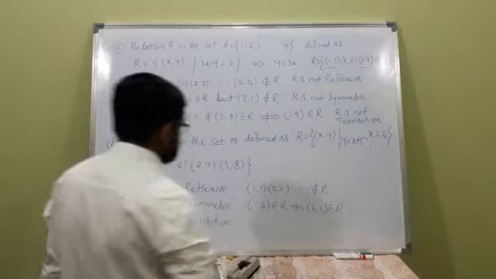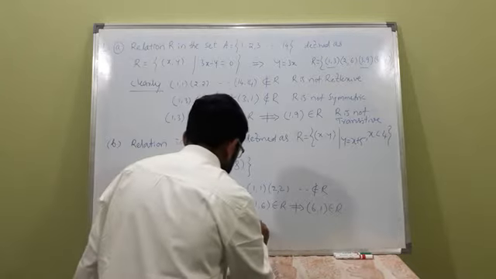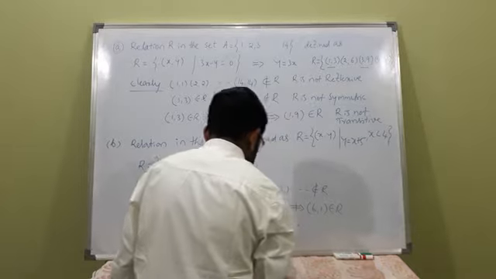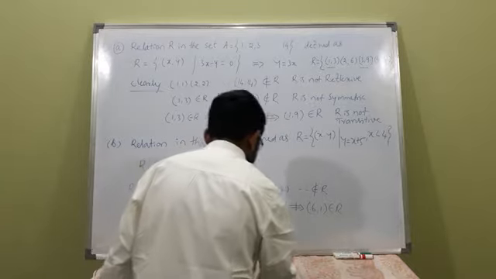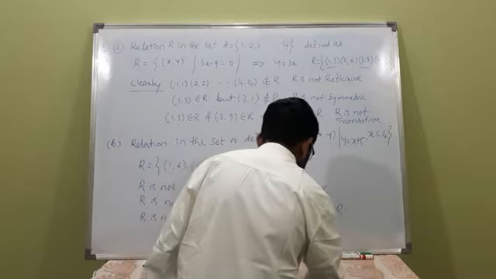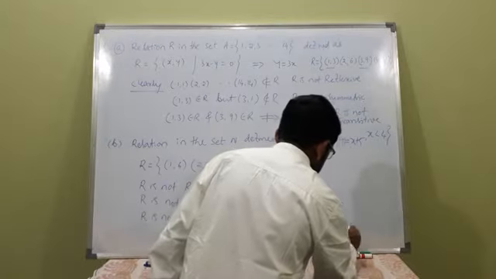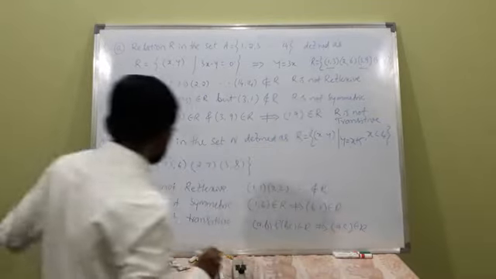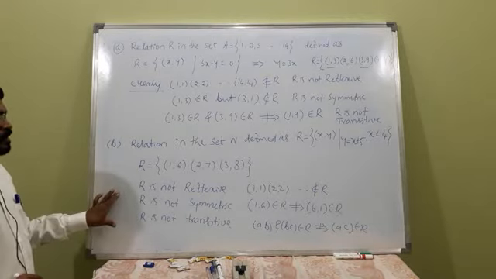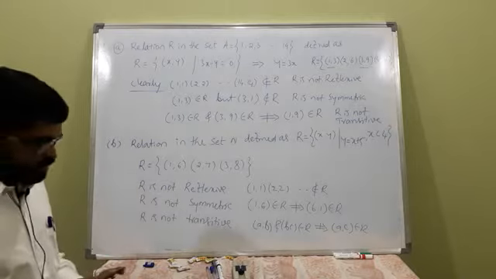(a,b) and (b,c) belong to R does not imply (a,c) belongs to R. No such elements exist, I wrote the general rule. So R is neither reflexive nor symmetric nor transitive.